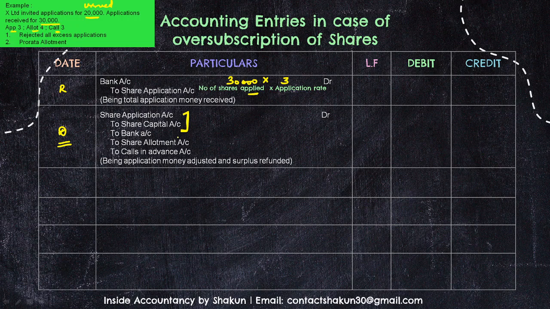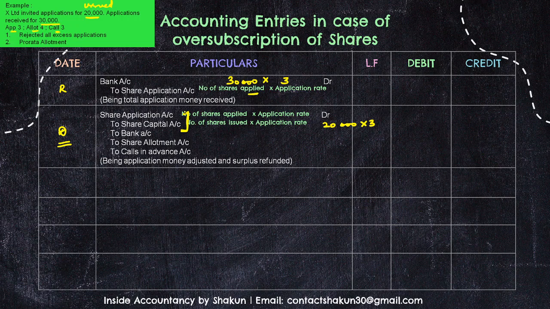I'll explain it again. In share application, we will put the amount by multiplying the number of shares applied into the application rate, which is the same as in the previous entry, 30,000 into 3. Then in share capital, we will multiply the number of shares issued, because we are talking about share capital now. So number of shares issued into application rate, that is 20,000 into 3, will be my share capital.